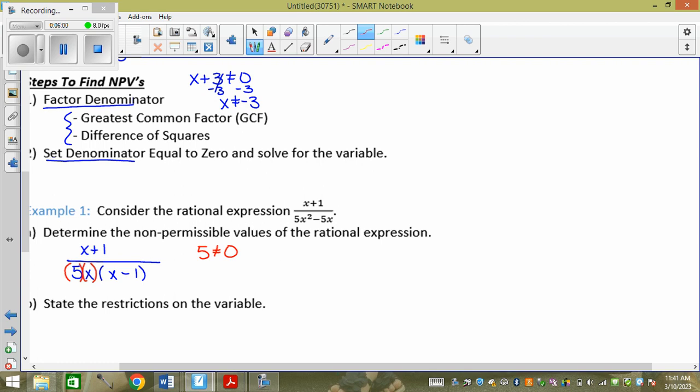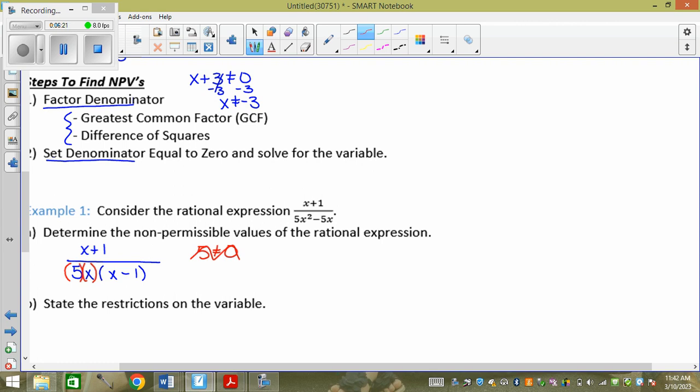And that's just a true statement, correct? Yes, that's accurate. But that's not a non-permissible value because 5 can equal 0. 5 is 5, right? So this doesn't actually create me an NPV. It's just a true statement. So I always show it, but then I just cross it off because it doesn't matter.